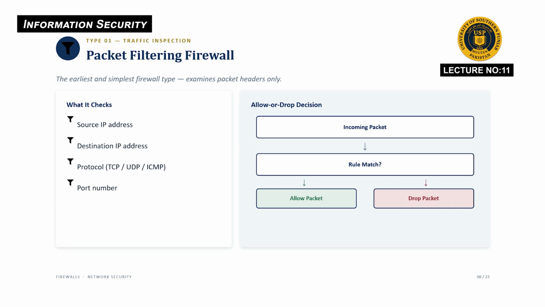Packet filtering firewall. A packet filtering firewall is the earliest and simplest type of firewall. It checks packet header information such as source IP address, destination IP address, protocol, and port number. Based on rules, it either allows or blocks the packet.